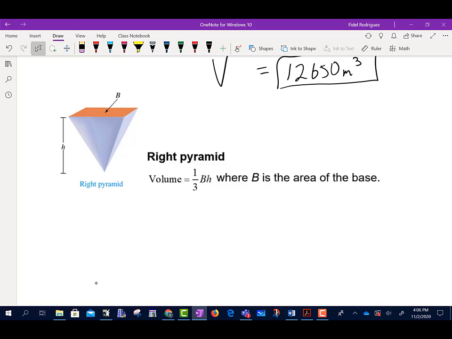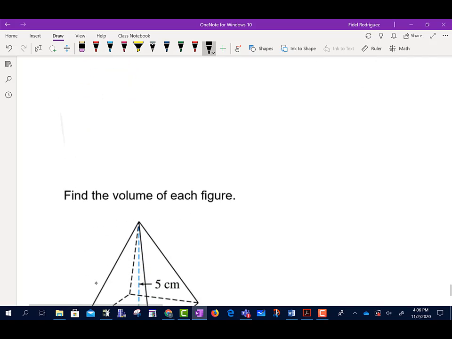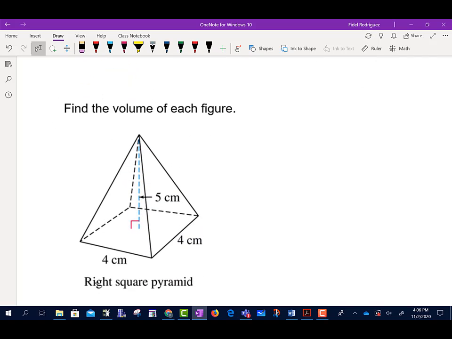Here's a formula for a right pyramid, and it says the volume is equal to 1/3 B times H, where B is the area of the base, okay? It says find the volume of each figure. So I'm going to write this out here. V equals 1/3 B times H. Let's see if we can figure this out.